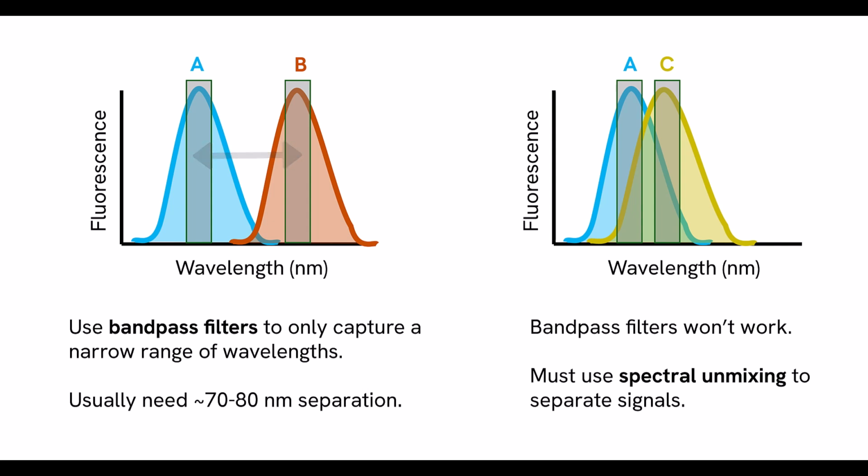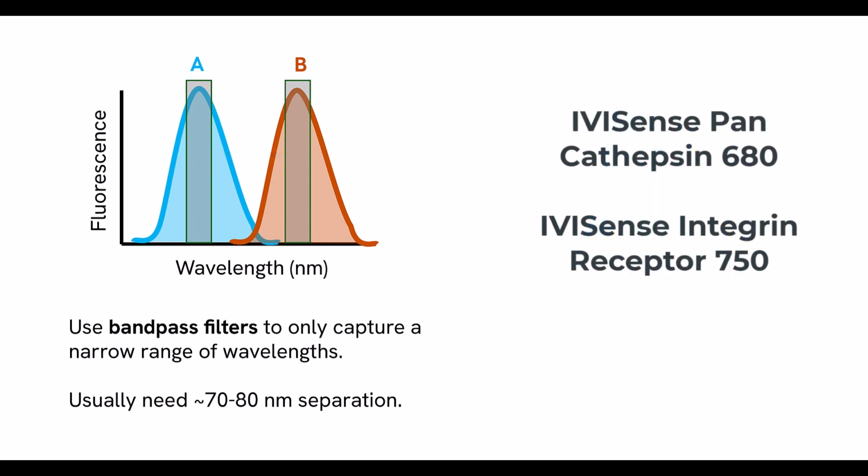In this video, we will perform 2 experiments using the same cohort of animals based on the results of the previous video to demonstrate the use of the instrument with and without spectral unmixing. We will begin with the most streamlined imaging scenario, utilizing 2 near-infrared imaging agents with sufficient separation, approximately 70 nanometers, between emission peaks. Specifically, IVISense Pan-Cathepsin 680 and IVISense Integrin Receptor 750. Imaging will be performed in animals on a low fluorescence diet to minimize unwanted gastrointestinal signal.